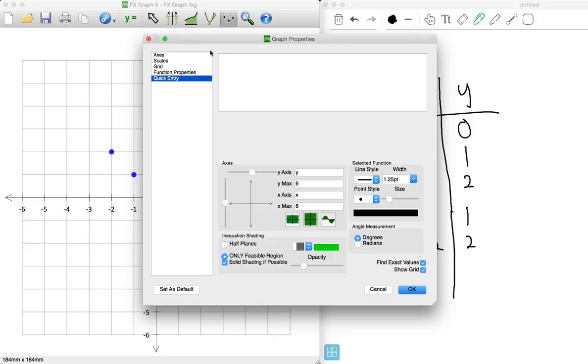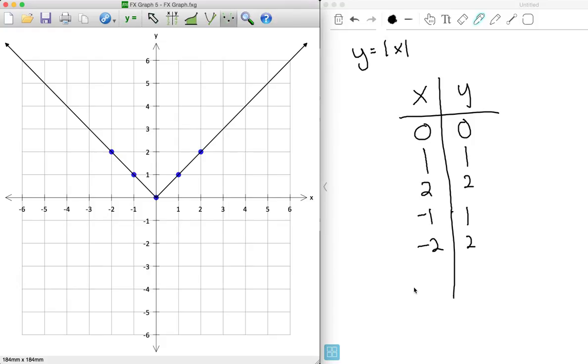And again, I'm going to let the computer draw the rest of the graph in. Or I can just use the absolute value symbols. Okay, and I press OK. And you can see how it would go through those points and all the ones in between. You get a sharp change of direction in an absolute value graph right here.